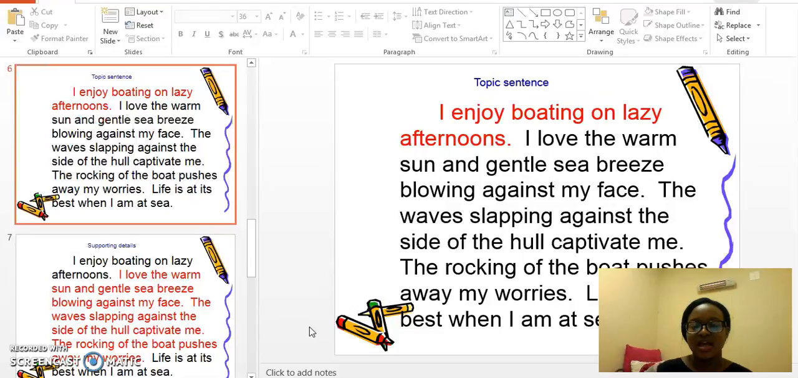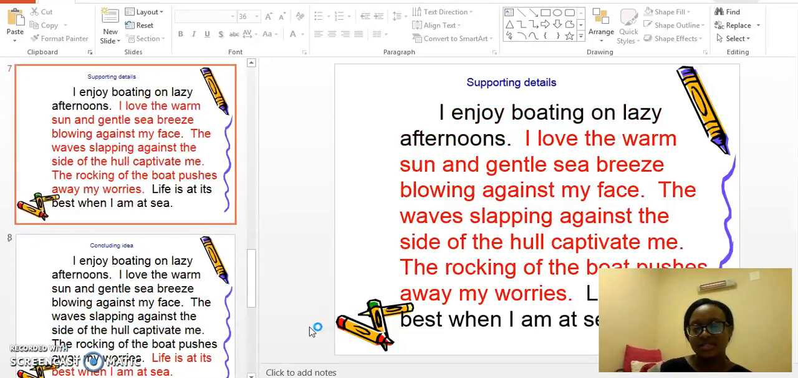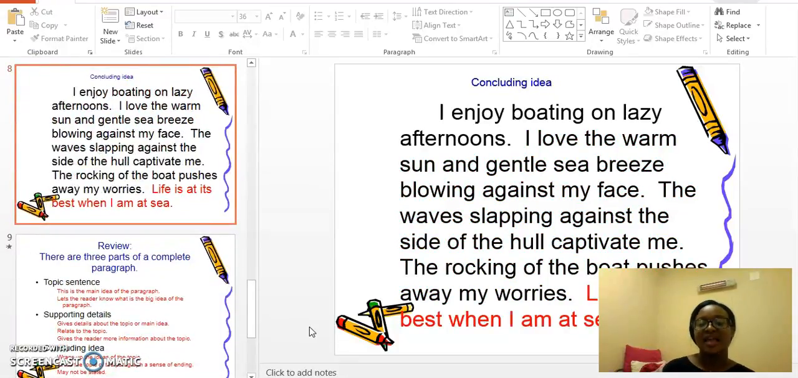The topic sentence: I enjoy boating on lazy afternoons. So we have an idea about someone who enjoys boating on a lazy afternoon. And to support the topic sentence: I love the warm sun, which is the afternoon, and gentle sea breezes blowing against my face. The waves slapping against the side of the hull captivate me. The rocking of the boat pushes away my worries. And the concluding idea is: life is at its best when I am at sea. So it does make sense, right?